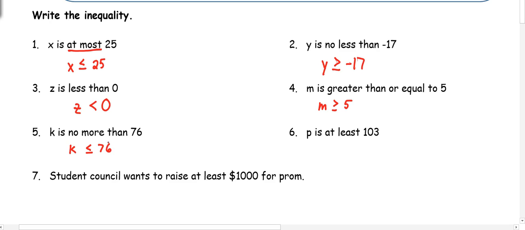Number 6, P is at least 103. At least is our phrase there, and that's the lowest number it could be. So we have P is greater than or equal to 103.